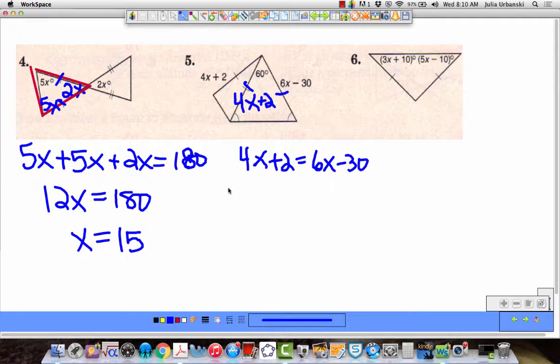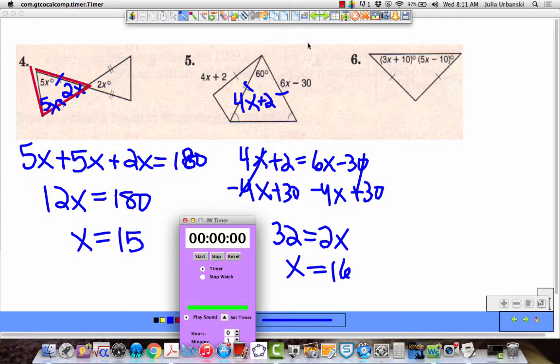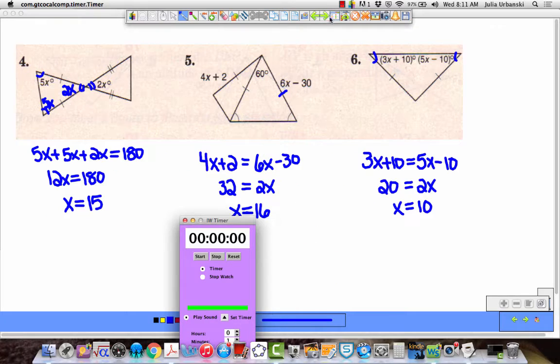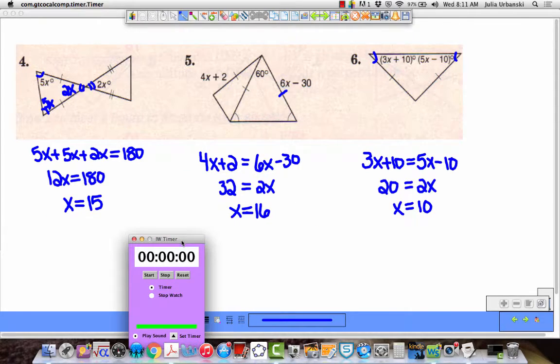So then you have minus 4x and minus 4x and plus 30 plus 30. 32 equals 2x, x equals 16. All right, I'm going to give you 1 minute to try number 6. X equals 10. Any questions on that?